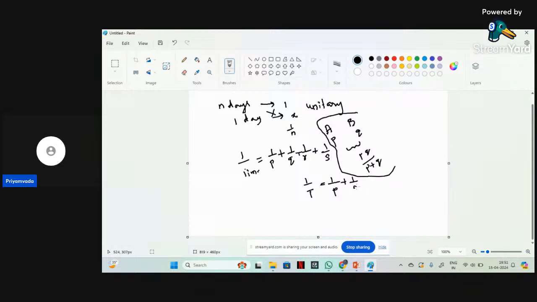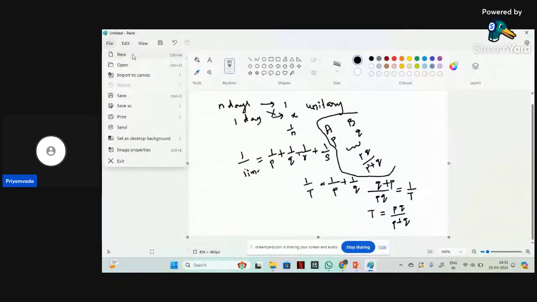So I'll cross multiply with Q and P. We'll get Q plus P in the numerator and P into Q in the denominator, equals 1 by T. Then T equals PQ by P plus Q. I hope this is clear for everyone. I will get into the questions now. So please note down this formula: time effective equals PQ by P plus Q.